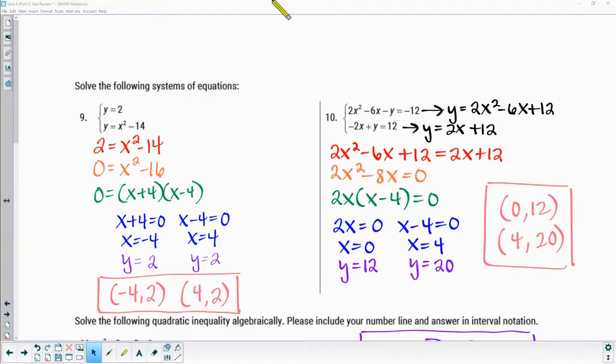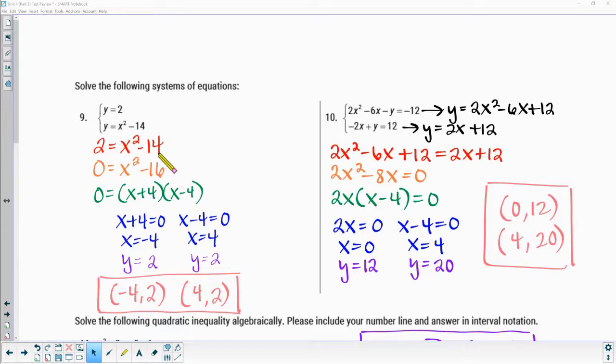Okay, now we are going to solve the following systems of equations. Remember, with these types of problems, what you want to do is get your two equations to be y equals, and then set them equal to each other. So for number 9, it's already in the form of y equals something, y equals something. So what I'm going to do is set these two things equal to each other. So I get 2 is equal to x squared minus 14.